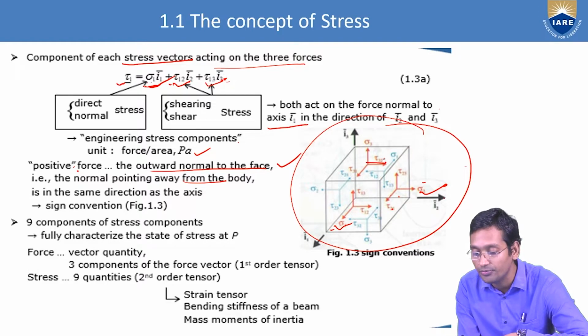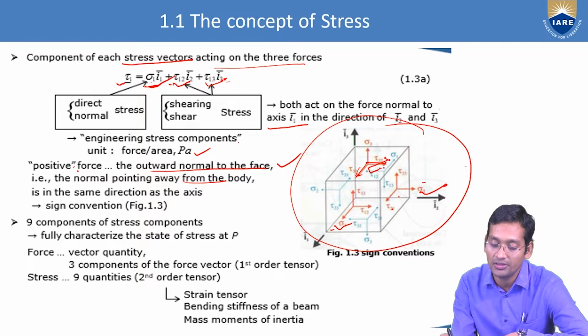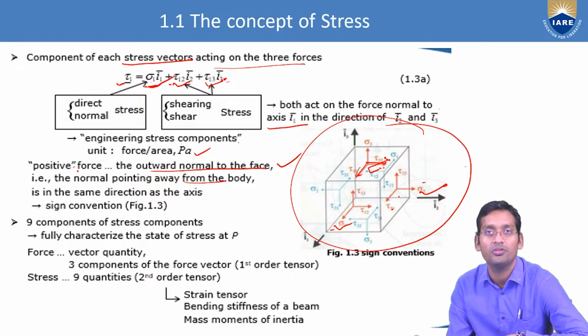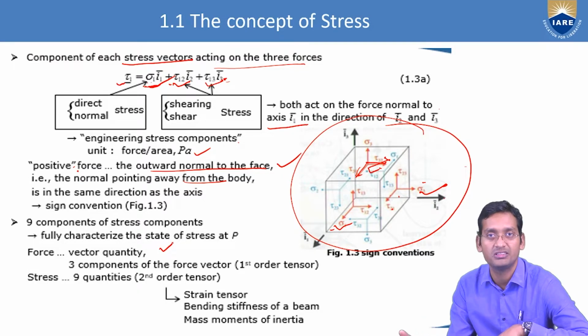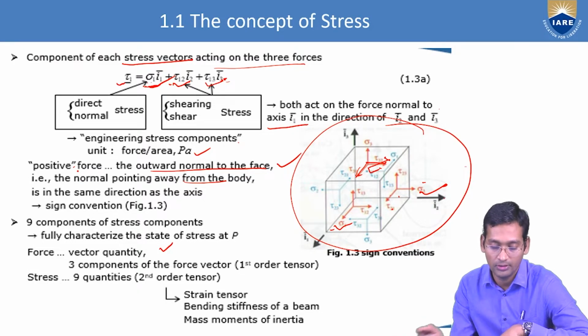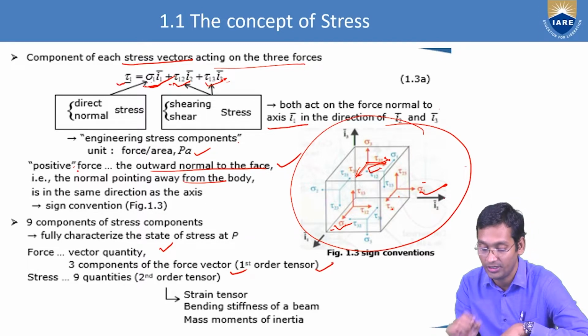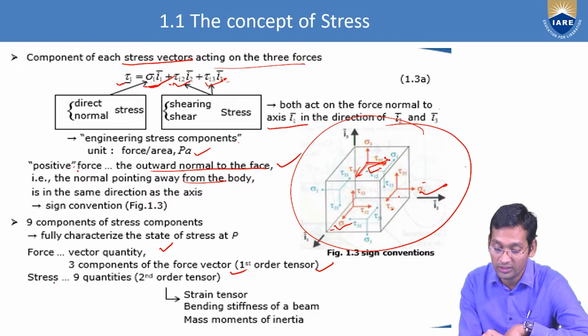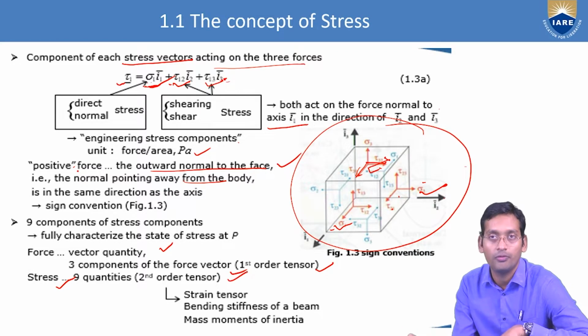So here this is acting over the surface, that is tau 1, and this is also acting over the surface, or you can say tangentially to the surface. So these are the shearing stress or shear stress. Now next, what is force? Force is a vector quantity, right? So in that case, 3 components of the force vector will give you the first order tensor. If there are 9 quantities, as in the case of stress, then that will be a second order tensor.